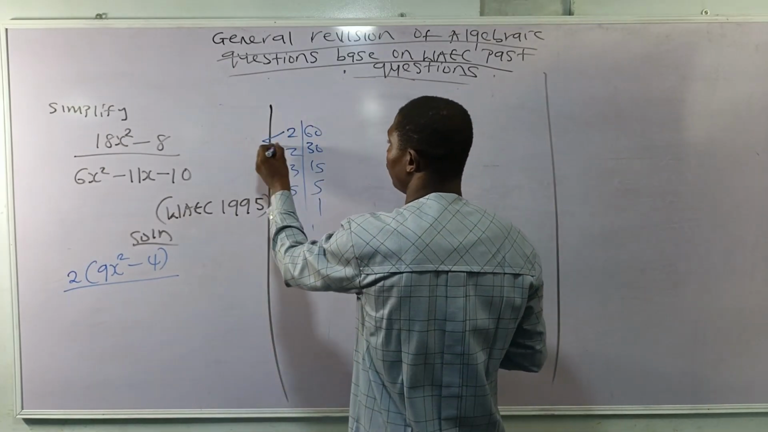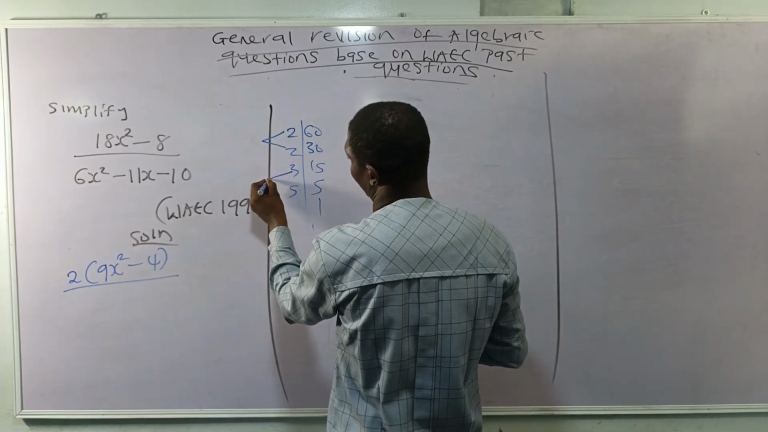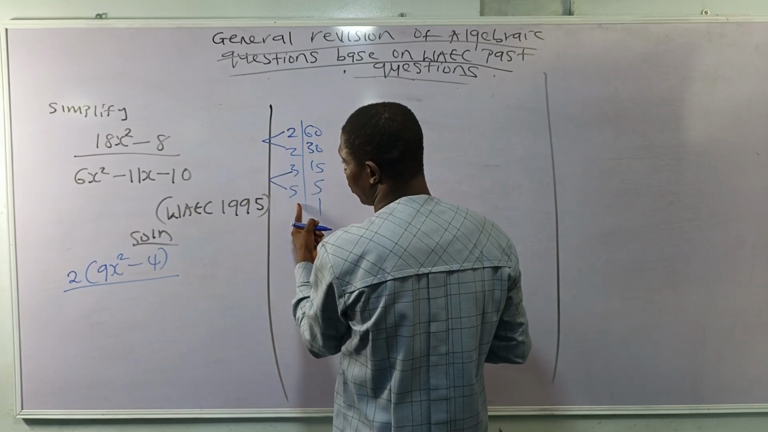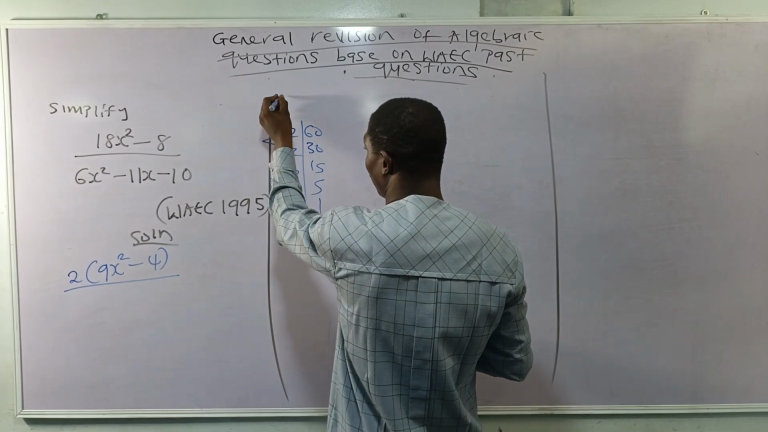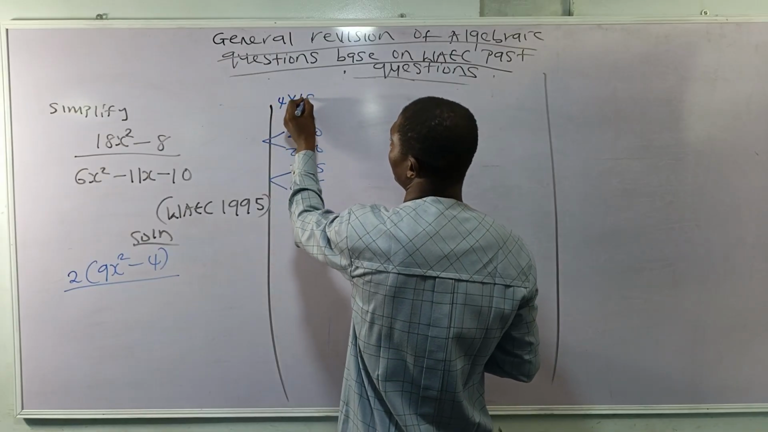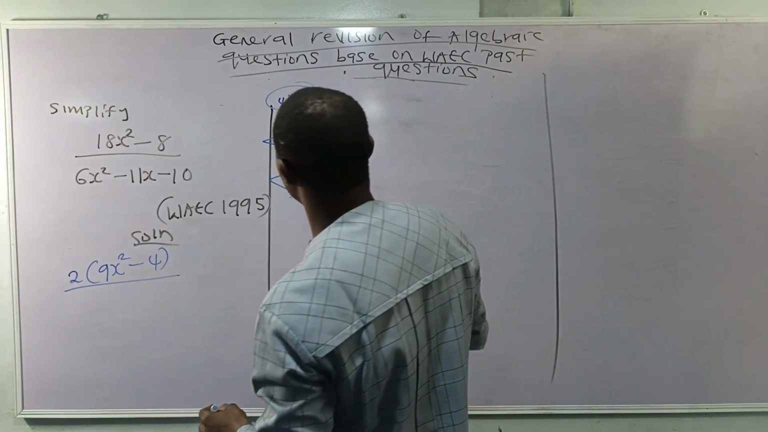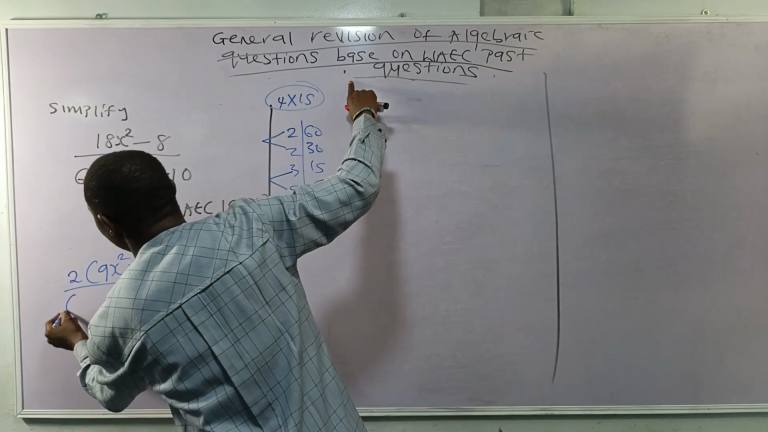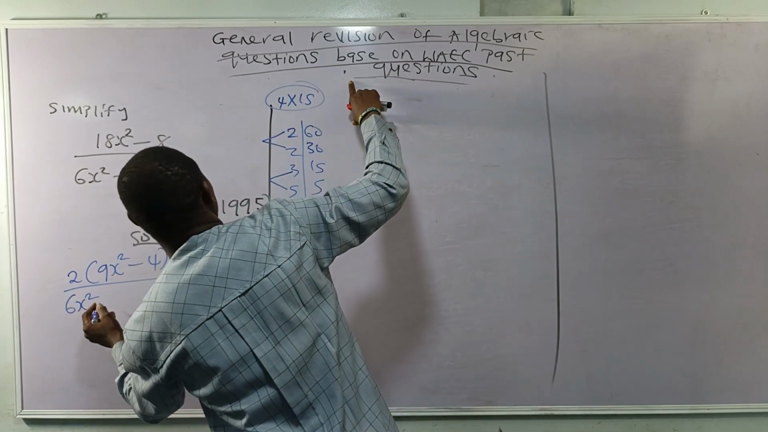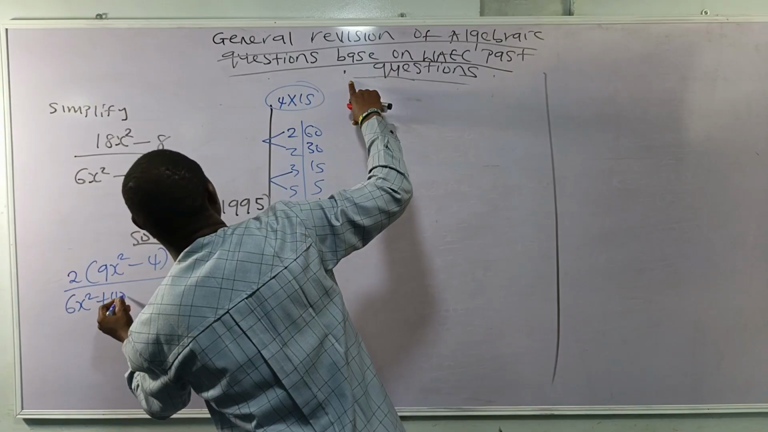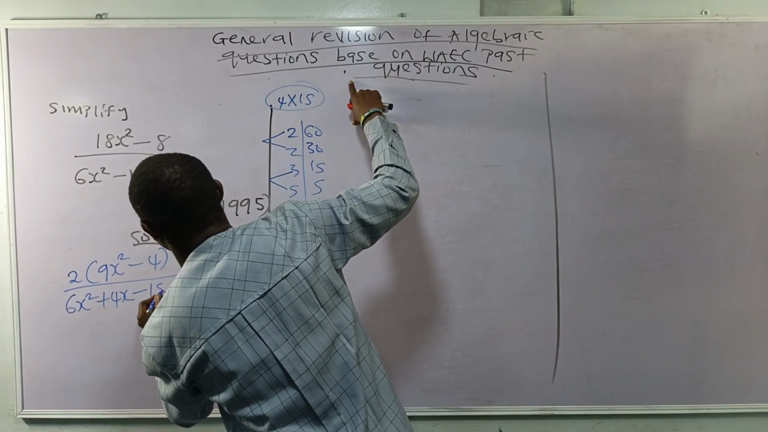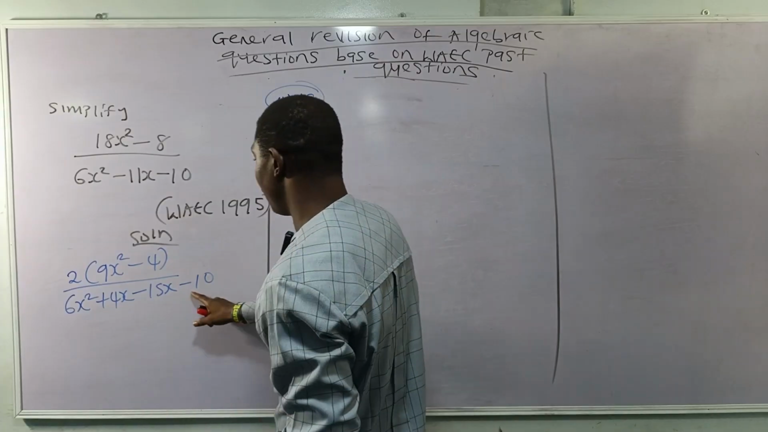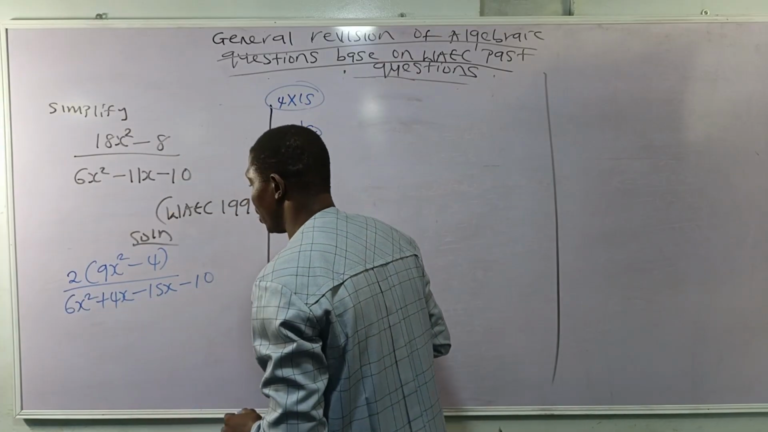So let's see 4 and 15. 4 times 15 will give me 60. So our product is 60. We can use 4 times 15 as our product. And we can see that 4 minus 15 will give me minus 11. So I can simply have 6x squared plus 4x minus 15x minus 10. Check, minus is plus. So you can proceed.